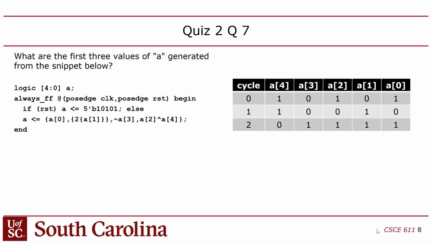And then cycle 2, and again, you're looking at the next row up when you figure this out. So A0 is a 0, then we have 2A1, so 1, 1, and then not A3, which would be not 0 is 1, and then A2 XOR A4, so 1 XOR 0 is 1, yeah.